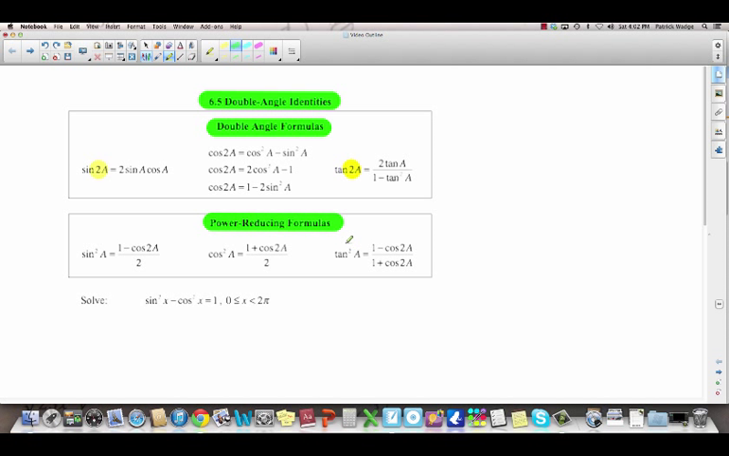I think the very last question in your homework has one power reducing formula, and you have to use the tan squared one. That's for your last question in the homework. But besides that, it's all double angle formulas. That's what we're going to focus on. Okay, so let's start right now.